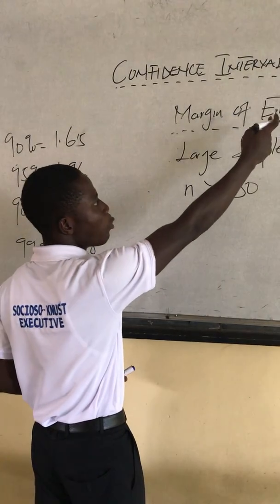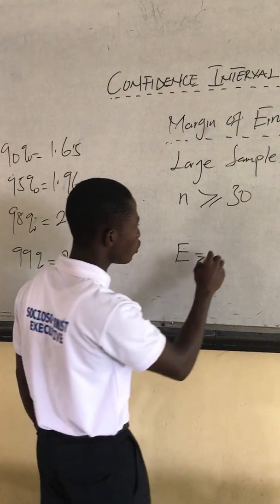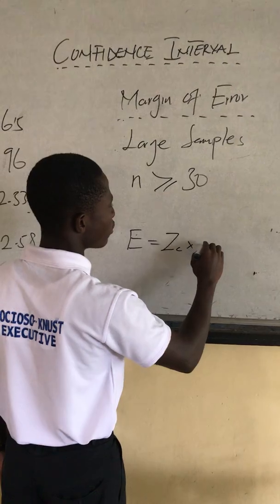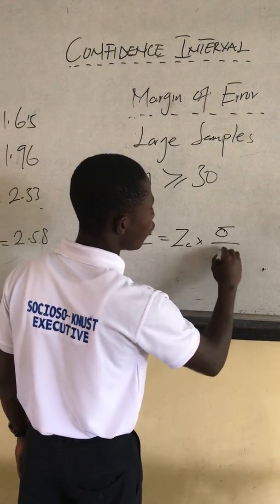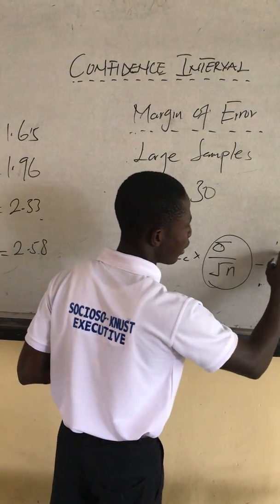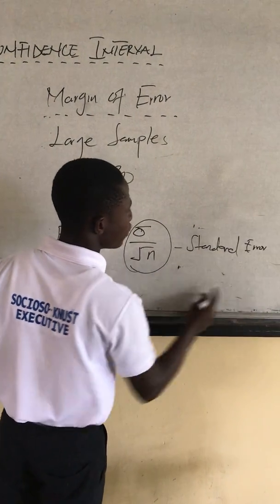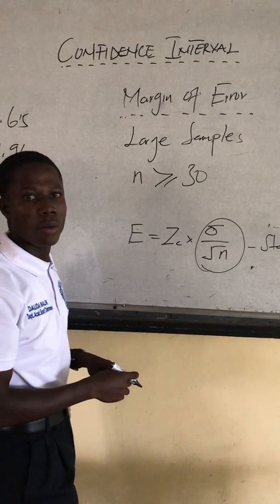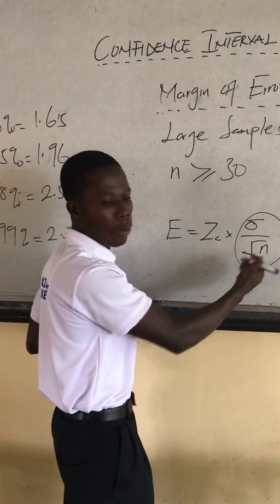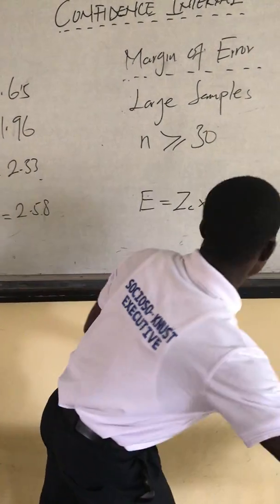The formula of margin of error says that E, that's margin of error, is equal to Z of C times standard deviation over root of N. And you see, this part alone is called the standard error. So Z of confidence, that's what we did, then the standard error. So this is the formula for margin of error.